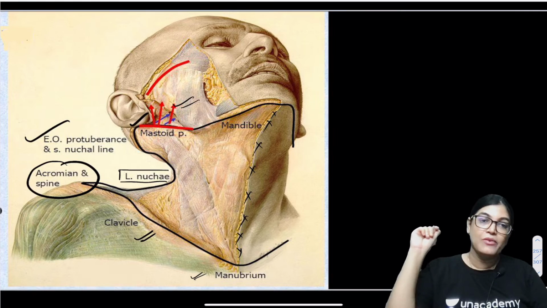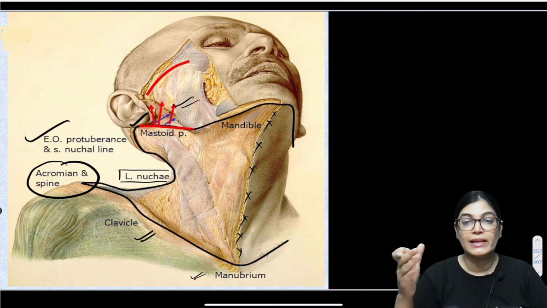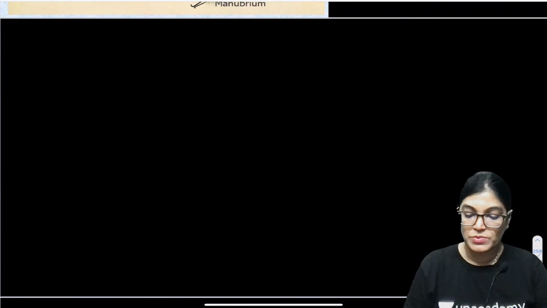spine. Posteriorly we have the scapular spine, acromial process, and then towards the clavicle and ultimately till the level of manubrium sterni. Got it? So this is all about the attachment. So my dear aspirants, write down the heading attachment of investing layer of deep cervical fascia.